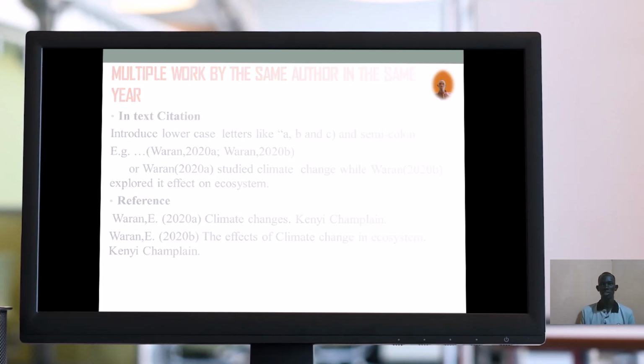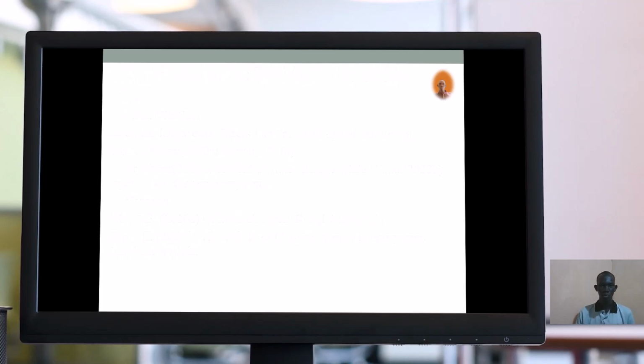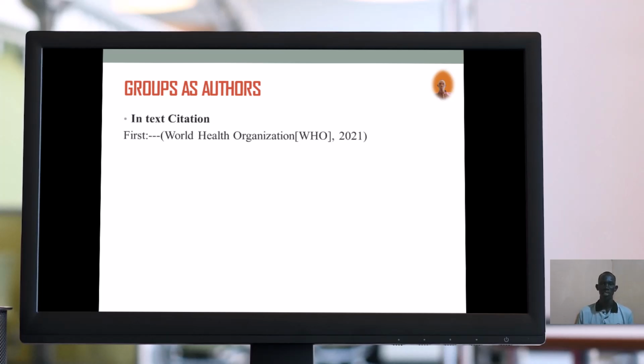Now this takes us to our second last thing, group of authors. Normally there are people who did things in groups, like organizations who put out their work as a group, and in case you find information about them that you want to cite in your text, this is how we can do it. For example, let us use the World Health Organization. If you want to cite information that you got from the World Health Organization, this is how we do it.